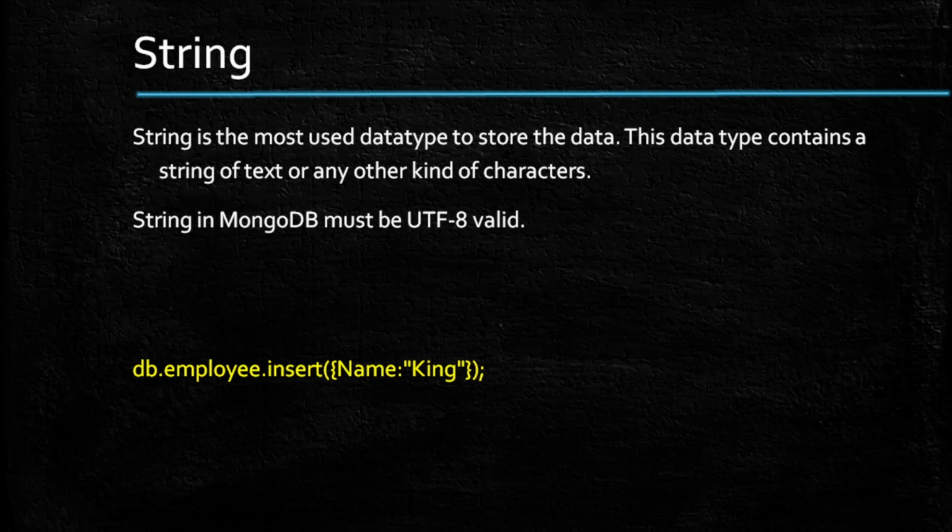String is the most used data type to store data. This data type contains a string of text or any other kind of characters. Strings in MongoDB must be UTF-8 valid. A string data type is always contained inside single quotes or double quotes. You can see an example of a string data type in our document, that is King, which is contained inside double quotes. So we will consider this value a string data type. And in this example, we are inserting the data into our employee collection.